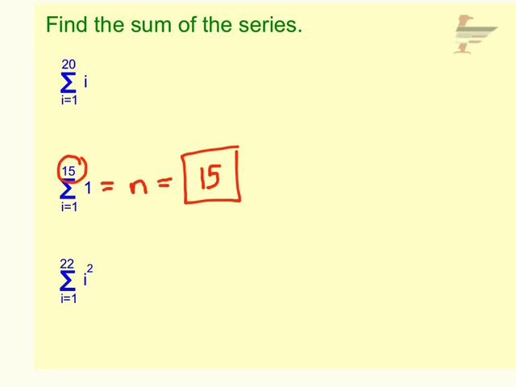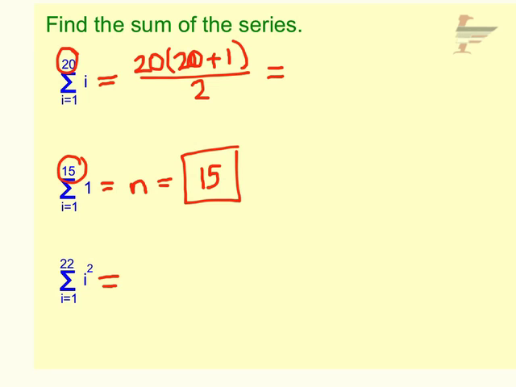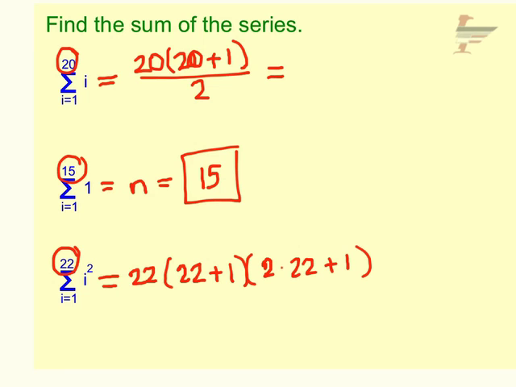If I were to write out the series, every single term would be a 1. This one up here, n is 20, so what is it? 20 times 20 plus 1 over 2, and we would find the sum that way. Down here, n is 22, so we would take, just following the rule, 22 times 22 plus 1 times, I think this is 2n plus 1, so 2 times 22 plus 1, all over 6.